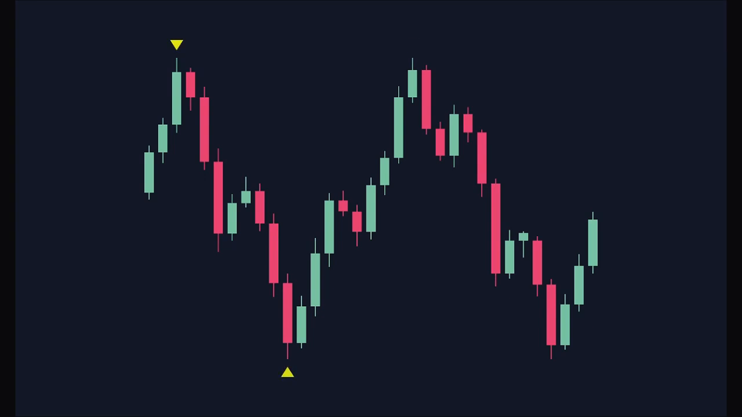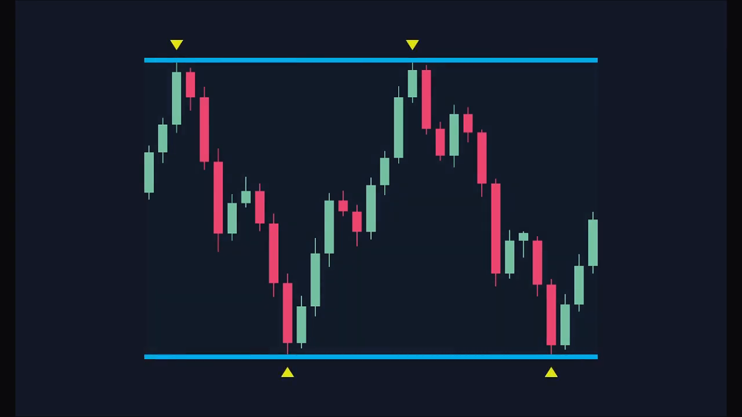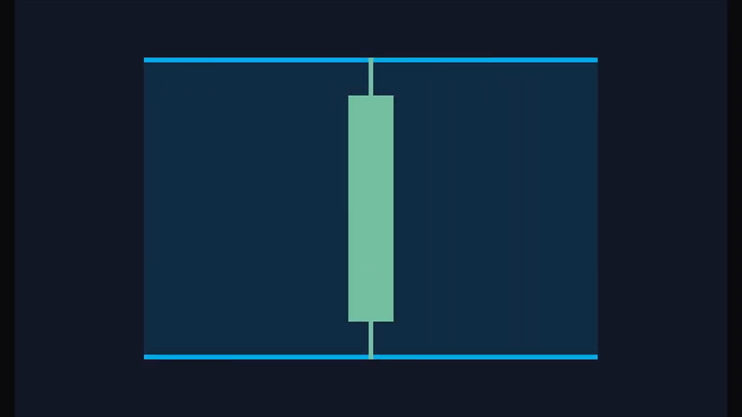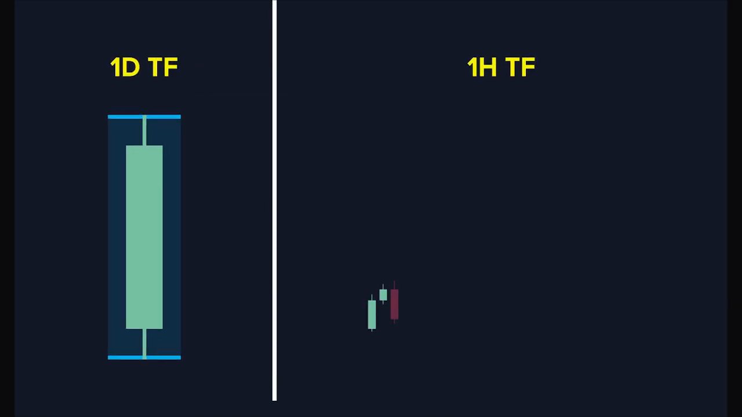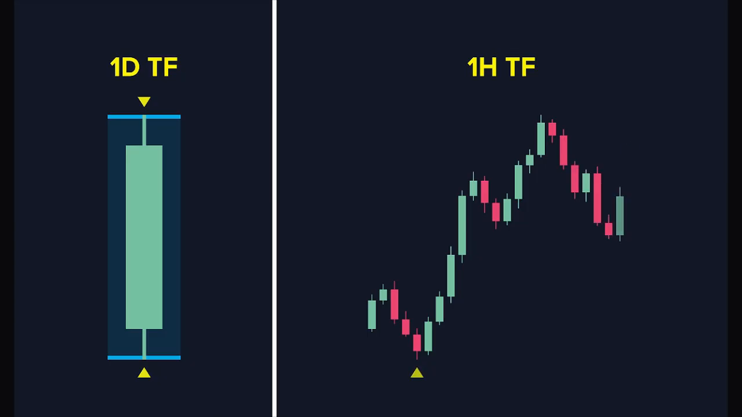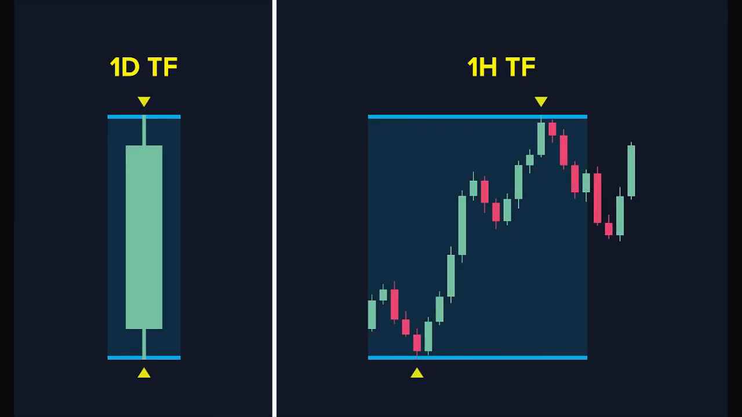When analyzing market structure, we typically use the highs and lows on the chart to define the range. But in candle range theory, the idea is that every individual candle actually holds its own range. And this makes sense, because when we look at this daily candle on the 1-hour time frame, we can see that the daily candle's wicks represent the 1-hour swing low and swing high, which in itself forms its own isolated range.